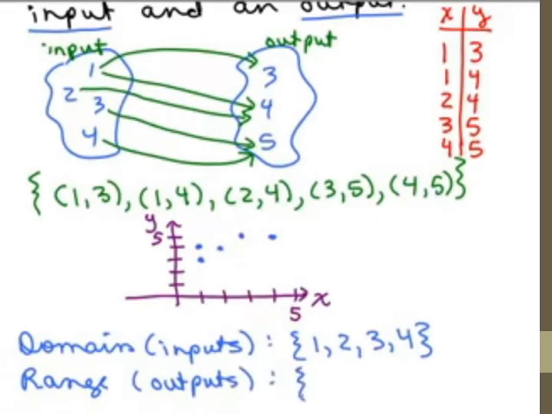What do I have? All I have is a 3, 4, and 5. It's easy to see in the picture, right? I've got 1, 2, 3, and 4 for my inputs. My outputs are 3, 4, and 5. Alright, so it's a lot of vocabulary just to get started, but basically the idea is this relation has some inputs and some outputs.